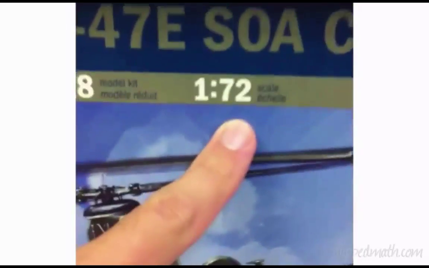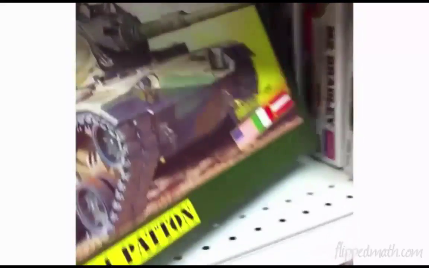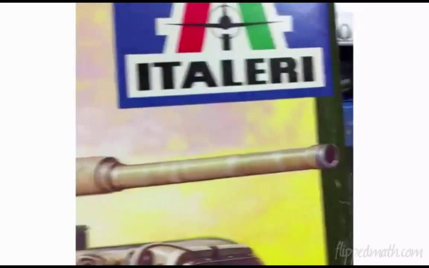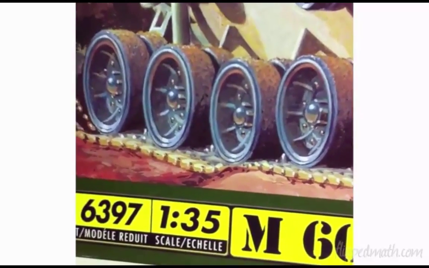All right, here I am in the Bomb Holder Power Zone. Check this out. I have a Chinook here, a Chinook model. You build it. The scale is 1 to 72, which means the real Chinook is 72 times larger. Right here we have a Patton tank. What do we got here? 1 to 35 scale. So when you build this, the real tank would be 35 times bigger. There's some real life application.